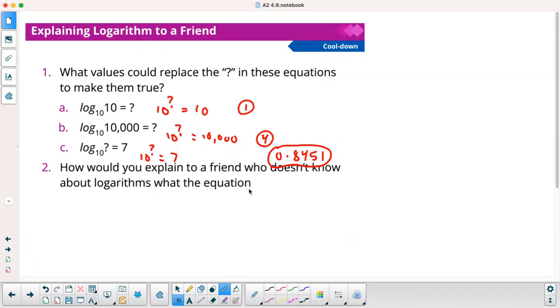How would you explain to a friend who doesn't know about logarithms what the equation... I don't know what that was supposed to say, it got cut off. Let me check if I have that in my book here. I don't have it, so I'll just skip that one.